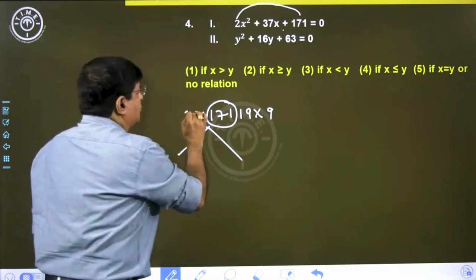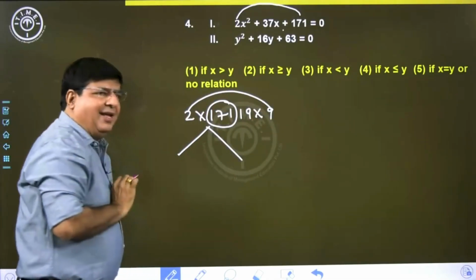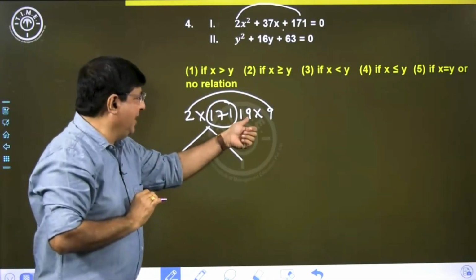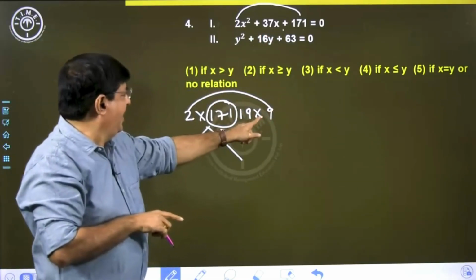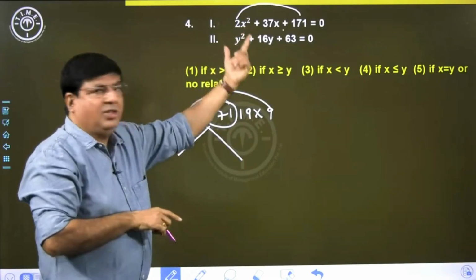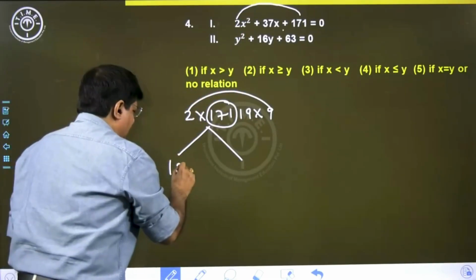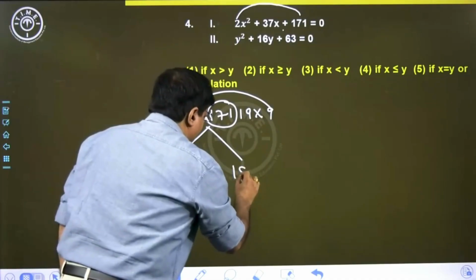Now combine this 2 and 9. What is 2 into 9? 18. What is this? 19. 18 plus 19 is 37 and 18 into 19 gives you 342. Bigger number first. So I get here 19, I get here 18.